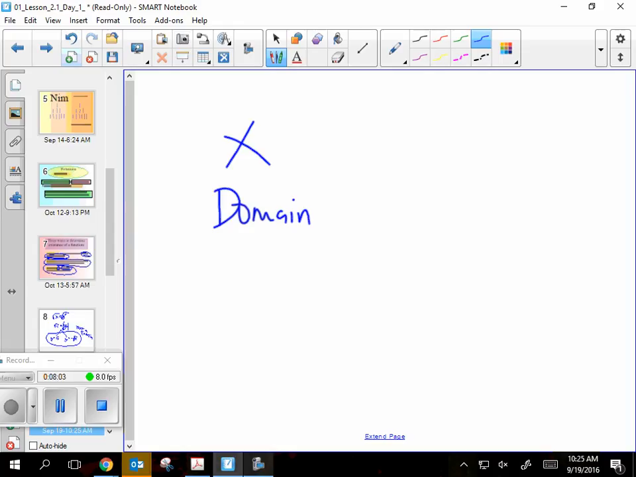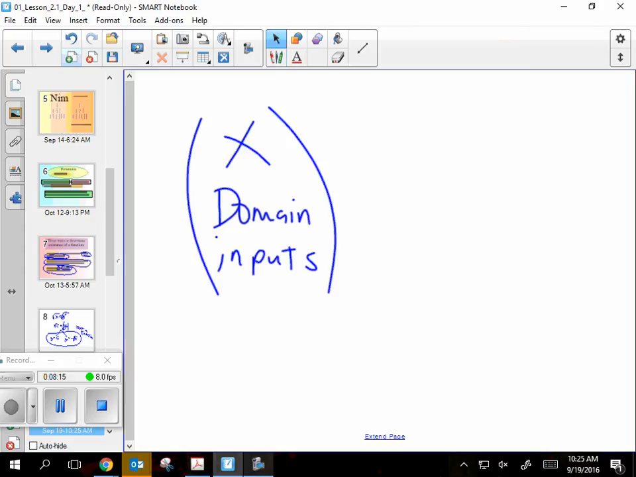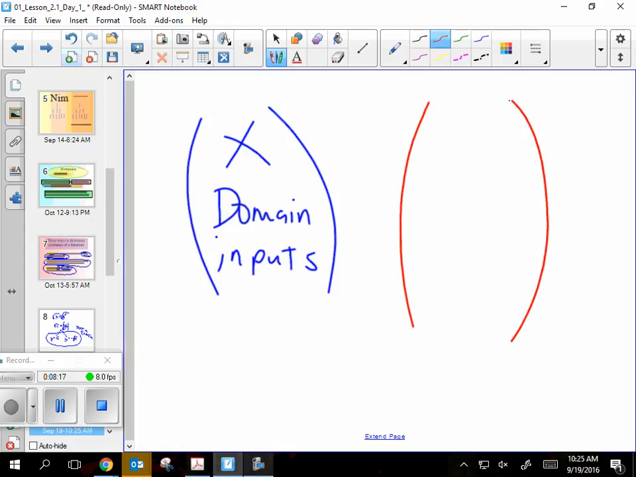I've said it 5 times this hour at least. Inputs. Those all go together. X's are domains, they're inputs. And what are the things that correlate with that as far as y goes? Y's and range and outputs.